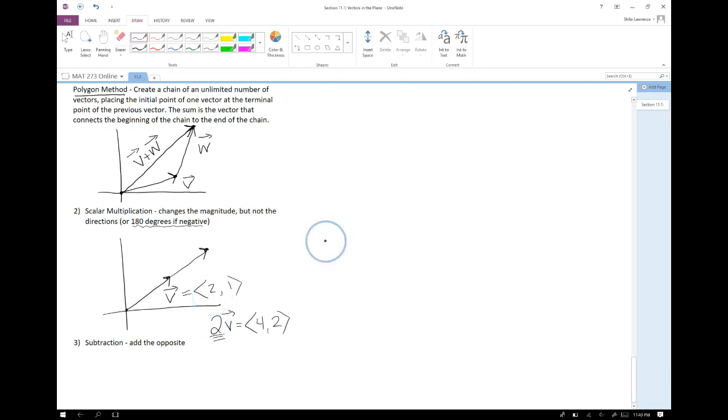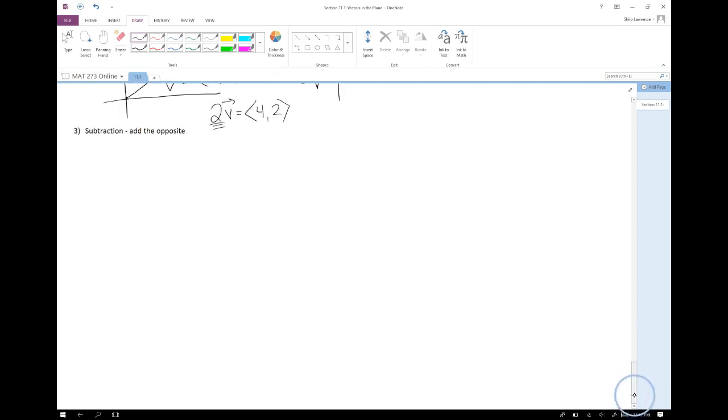We could also draw negative v. I'm going to draw this one on a different graph. So that's vector v, which has components 2, 1. Negative v would have components negative 2, negative 1, which essentially turns it 180 degrees and makes it point in the exact opposite direction. And we're going to use that to help us figure out how exactly to draw subtraction.